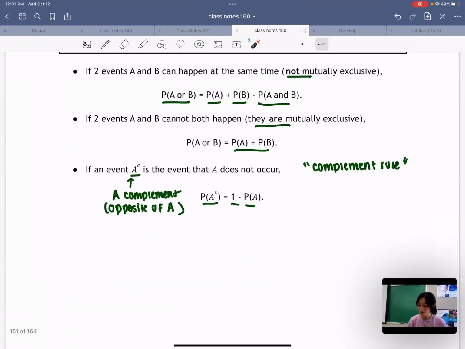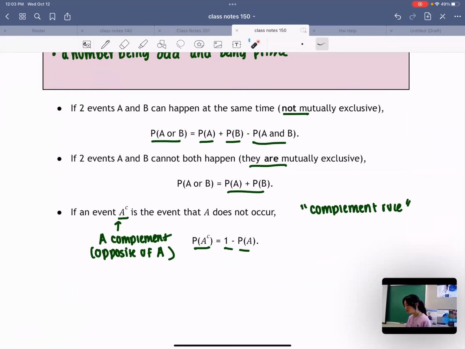Now, we had three rules, and two of them depended on whether events were mutually exclusive or not. When we had mutually exclusive events, we would just add together the probabilities. So it wasn't that hard. When we didn't have mutually exclusive events, we would add them together and then subtract off wherever they intersected, or where they both could happen at the same time. We also had a third rule that we called the complement rule, and that dealt with opposites. If A complement is the opposite of A, to find the probability of A complement, I would just subtract 1 minus the probability of the opposite thing happening. So three different rules that we had to know.